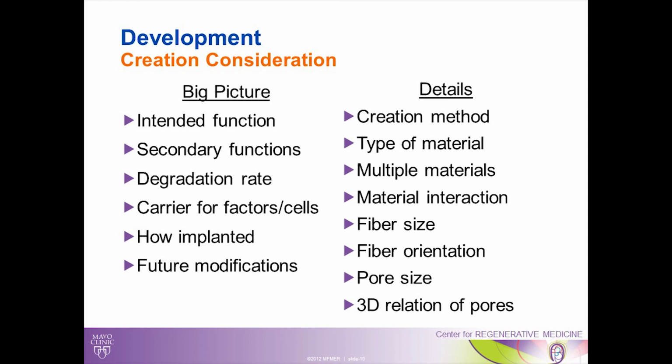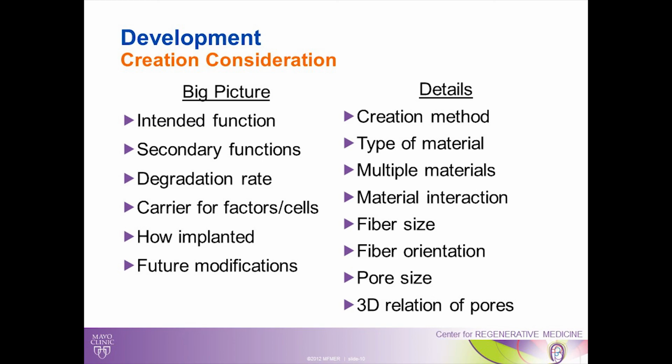And then also just looking at the details. How are you going to create this? Again, there's a million different questions and a million different ways to research these things, and the FDA wants all of these answers by the time you come to them, which is why it's nice to work with them early on. So, creation method: is this something you're directly going to print? Are you going to print a mold that you then shape your scaffolding to? How do you actually create these scaffolds?